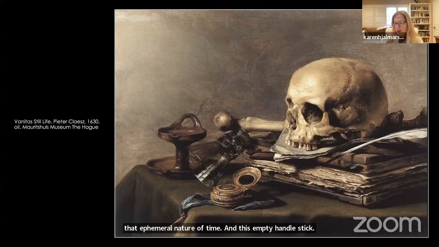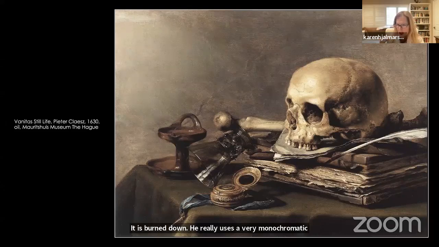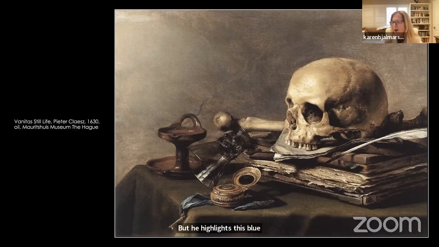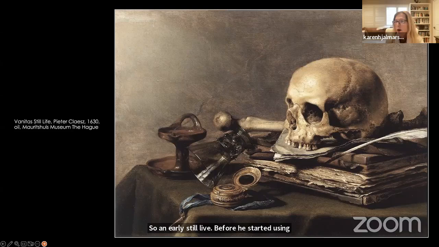It is burned down. He really uses a very monochromatic palette of browns and ochres, a little bit of green, but he highlights this blue ribbon. It gives it quite an interesting visual reminder, just this little bit of color. So an early still life before he started using more color and more of a profusion of objects. But this is a very stark, masculine still life. And again, those pages of the books.